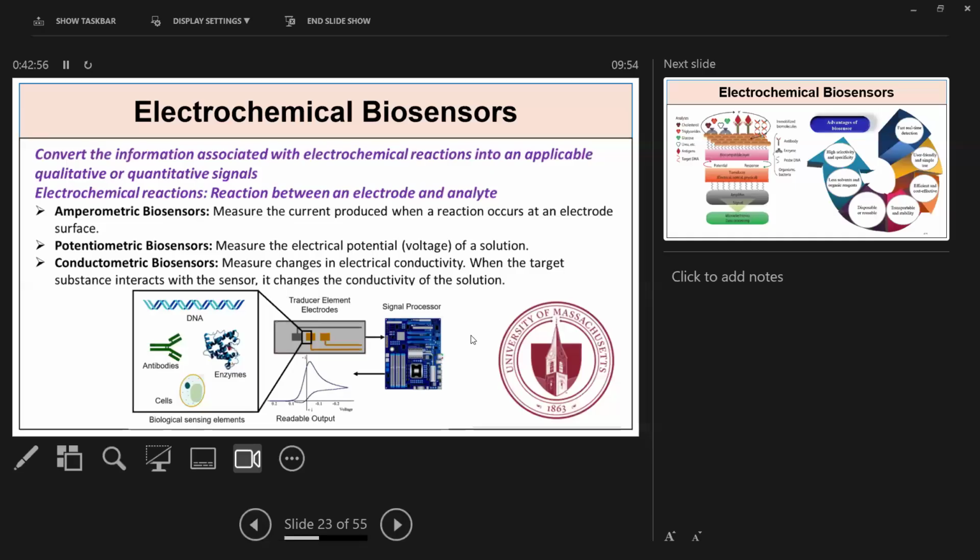Okay. So as I mentioned, this converts the information associated with electrochemical reactions into applicable qualitative and quantitative signals. Whatever biological interaction occurs at the bioreceptor, the transducer, which is nothing but the electrochemical passing of different electrons, converts the electrochemical reactions into an applicable quantitative or qualitative signal. Okay. So it's nothing but the reaction between an electrode and analyte. So this analyte can be anything, right?